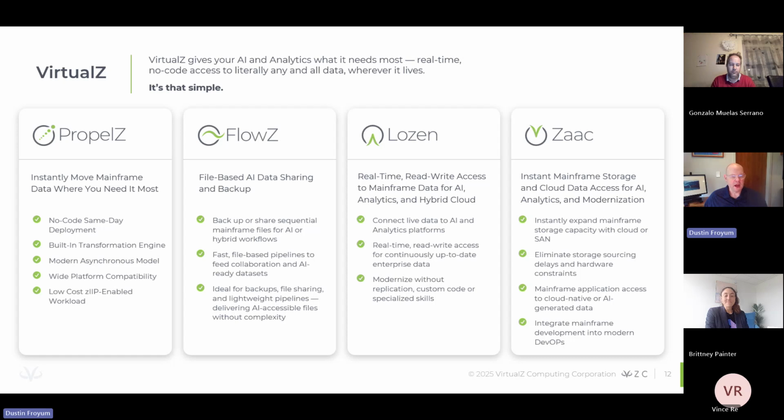And ZAC is the higher order storage solution where you can operate in both virtual tape and virtual disk mode. So very, very unique offering. And these are very unique offerings, like I said, with patents or applications across this entire portfolio.